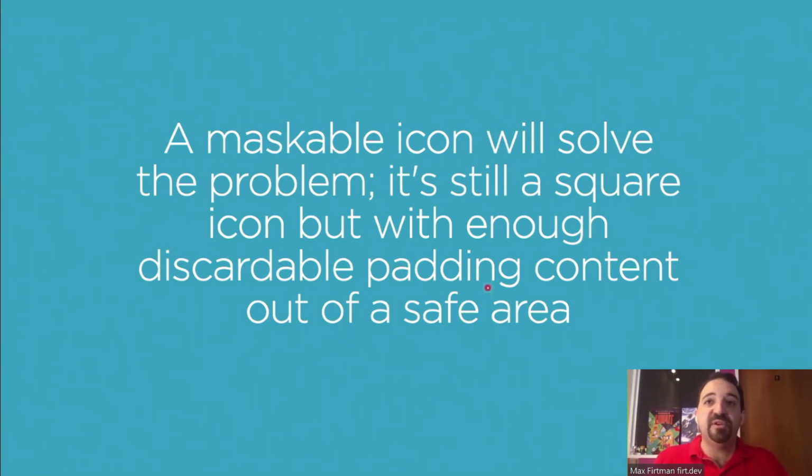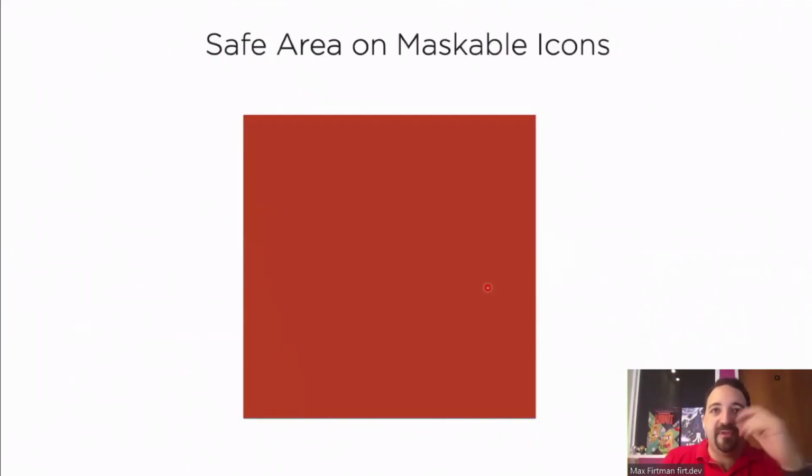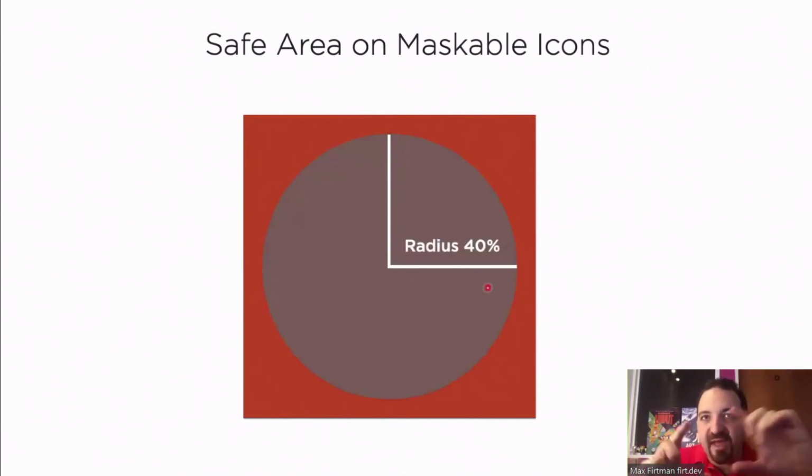So it's still going to be a square icon, a PNG file, as you know, but with enough discardable padding content out of something known as a safe area. Let me try to explain this quickly. So this is a PNG, okay? This is a square PNG like any other icon. The idea is that we have a safe area in the middle. You have a formula there, it's 40% of the radius. Anyway, that's the safe area. So that means that every content outside of that safe area might be cropped in the final icon.